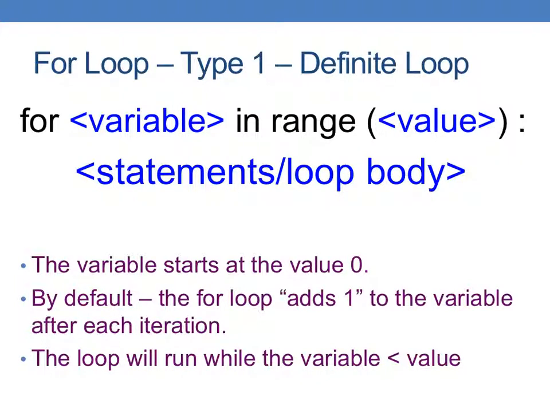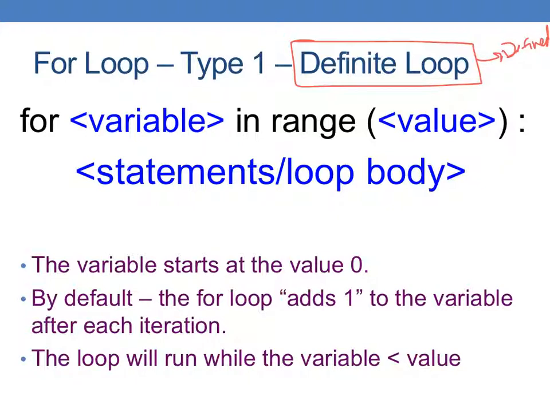A for loop is known as what's called a definite loop, and that's because every time a for loop runs, right before it runs, we know how many times it's going to run. It's a defined value. So you'll notice that we're going to have a beginning and an ending condition for our for loop every time it runs.